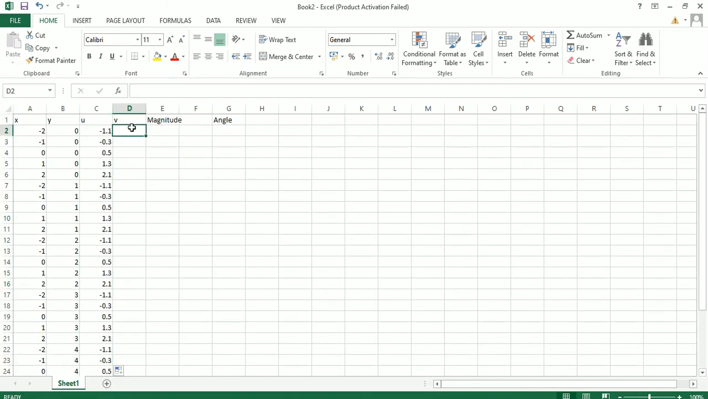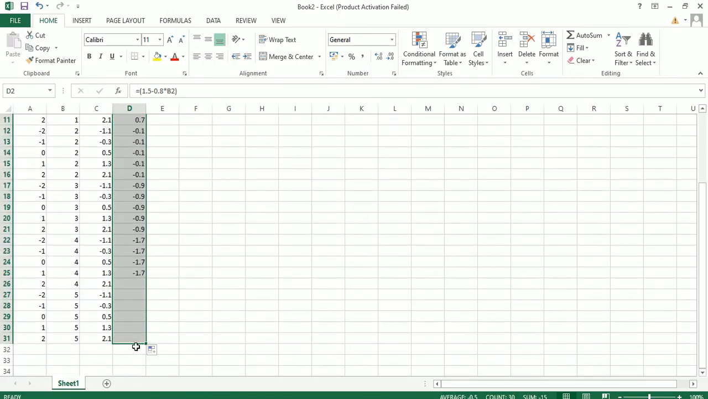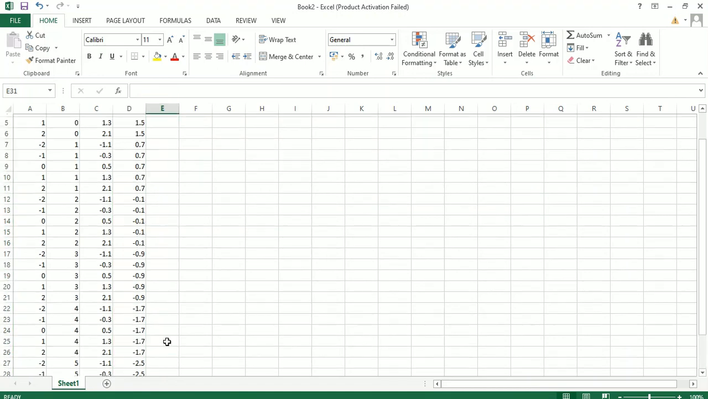So I'm going to do the same for the V also. Equal to bracket open, we have 1.5 minus 0.8 multiplying what? Y. So let's just click on Y and then close the bracket and then press enter. Then we have our 1.5. So we click on the far right corner, we drag it down for all the values, then we generate our values. Okay, this is what we have.